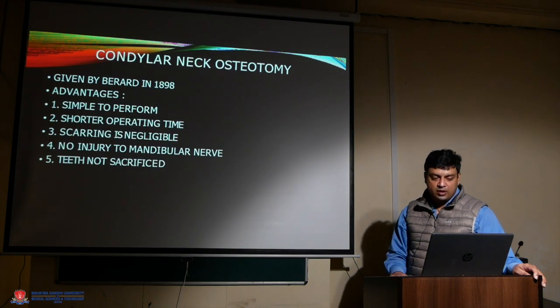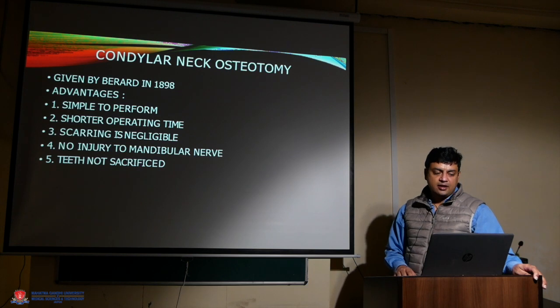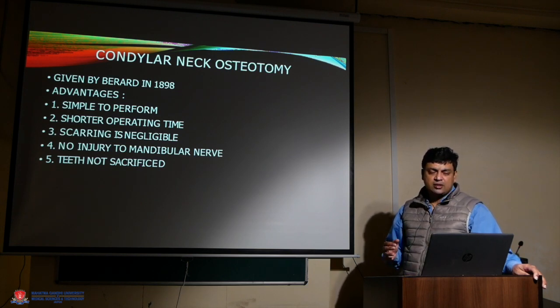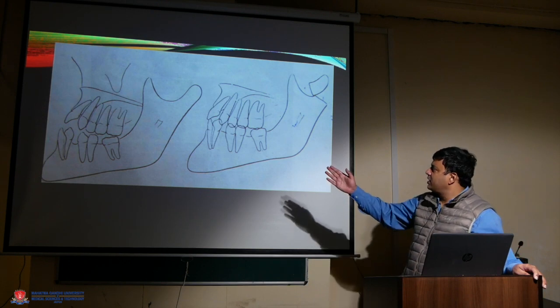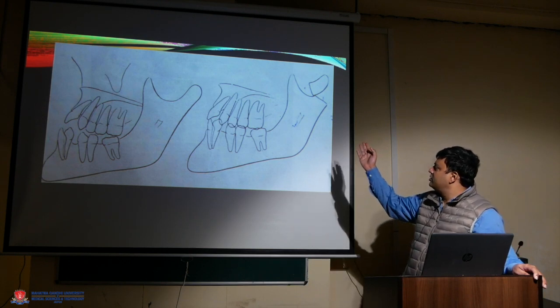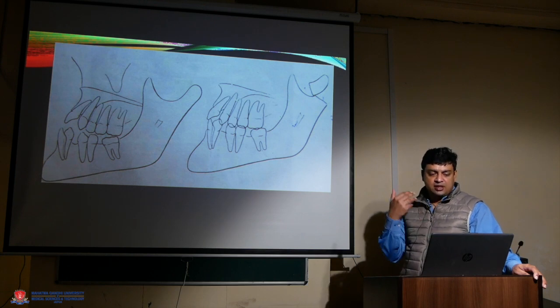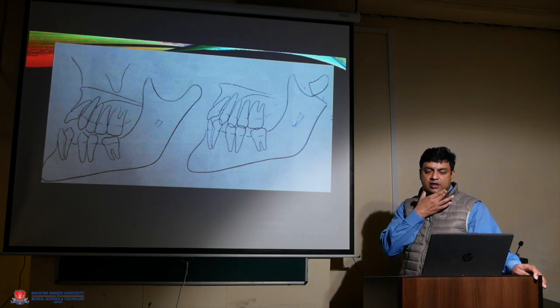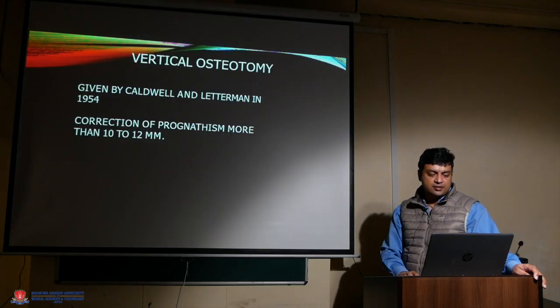Condylar neck osteotomy, now we'll go into the details of the procedures. Condylar neck osteotomy was given by Berard in 1898. Advantages are that it is simple to perform, with shorter operating time, scarring is negligible, no injury to the mandibular nerve, and teeth are not sacrificed. So you can see by the picture, there is a condylectomy done to take back the chin posteriorly. I mean, the entire mandible is taken back, bilateral condylectomy is done and an intentional open bite is created.